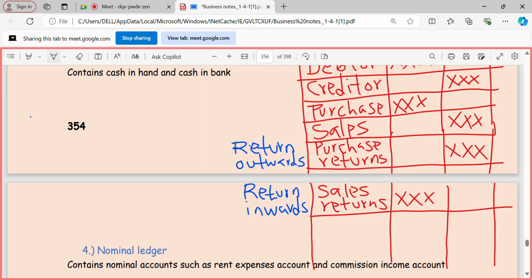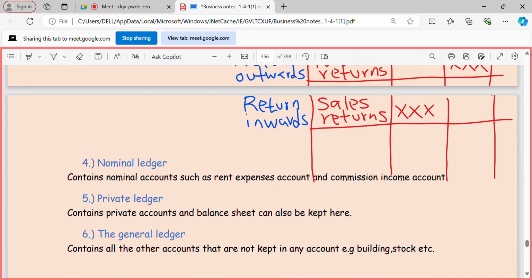And there's another name for sales returns. So sales returns can be called return inwards. So that is another name for it. Sometimes they write return inwards. Because what does this mean? Return inwards. So inwards, we are returning things inwards. When you say inwards, into the business. So we are returning things into the business.